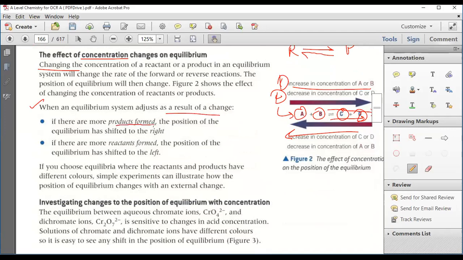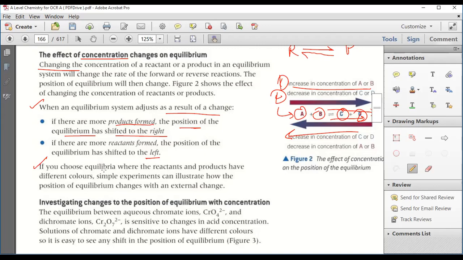Now, when an equilibrium system adjusts as a result of a change, if there are more products formed, the position of the equilibrium is shifted to the right. Right means towards the product. If more reactants are formed, it means the position is shifted towards the left. If product is forming, it is shifted towards the right, and if reactants are forming, it is shifted towards the left.